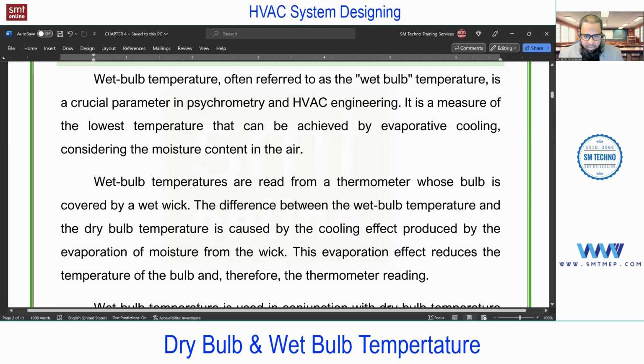And why do we need this property? To find the other properties of air using the psychrometric chart. Or, just to understand it in more detail, you can consider the temperature at which, after evaporation, so how much decrease in temperature, according to that we can relate with the heat. So that can be used for, say, evaporative cooling.